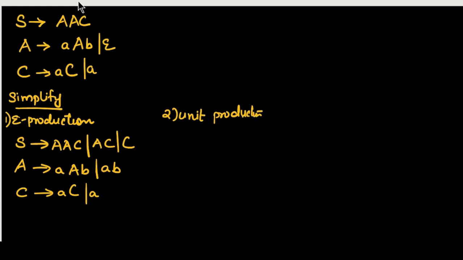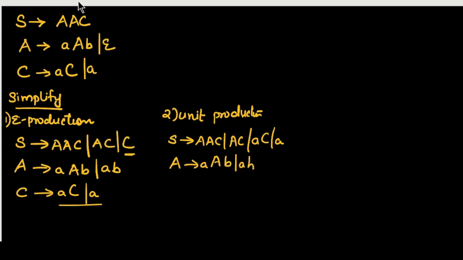Okay, so how many unit productions are there? Only this one is the unit production we have. So we can remove it: S gives AAC and AC, and for C, instead of C we can substitute this part, AC or A. Then there are no more unit productions, so everything else we can take as such.